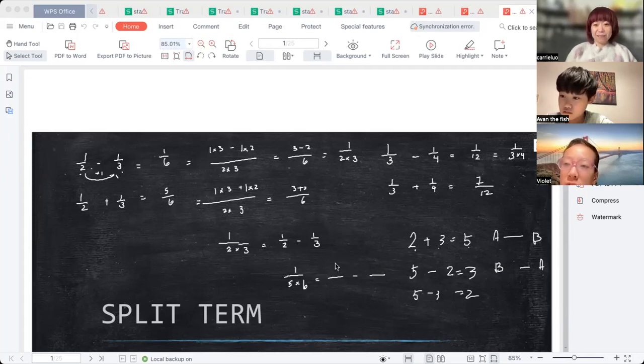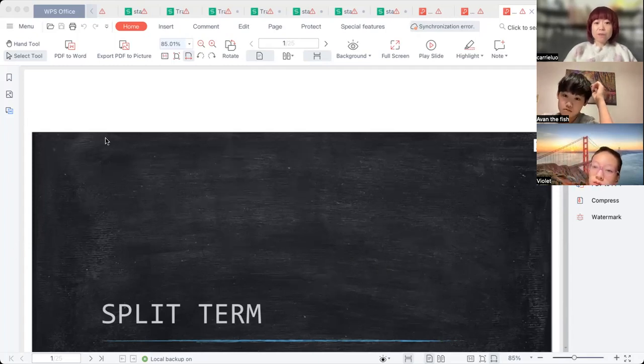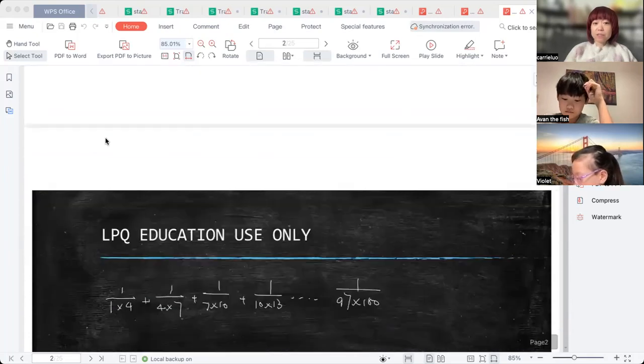1 over 5 minus 1 over 6. Very good. Get it, Evan? Okay, so this is very important. So why we're doing this, okay? We're going to show you why it is so important to split the term.